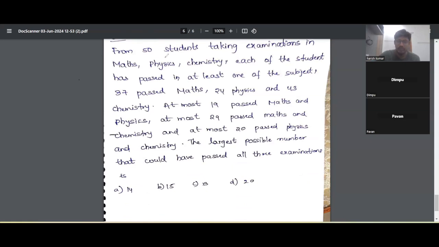From 50 students taking examinations in maths, physics, and chemistry, right? So 50 students are taking the exams. That means n of M union P union C is 50. Each of the students has passed at least one of the subjects, right? That is the reason we are taking n of M union P union C as 50. That is what your union means, right? Now 37 passed maths, that means n of M is 37. N of P is 24. N of C is 43.